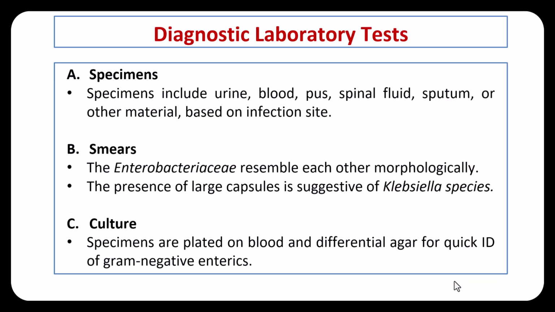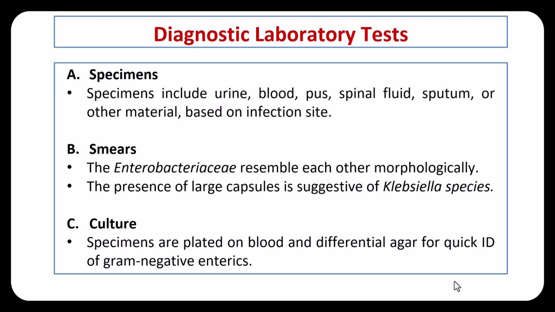How can we diagnose this large group of bacteria in a lab? The first step is specimen collection. We collect the specimen according to the site of the infection or the infection type. In the case of a UTI, we collect urine. If there is bacteremia, we collect blood. If there is pneumonia, we collect sputum, and so on. So it depends on the site and type of infection.